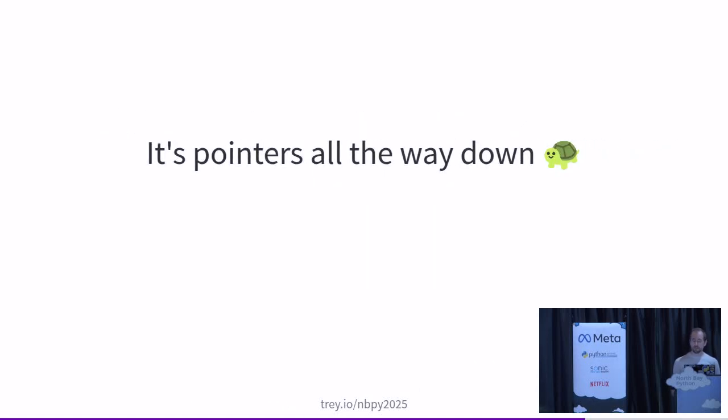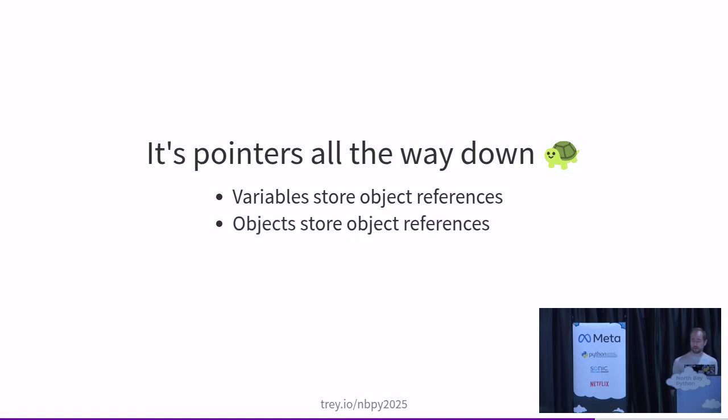In Python, variables don't contain objects. They only point to objects. Put another way, variables store references to objects. And objects can store references to other objects. But objects can't contain objects, and immutable objects that contain references to mutable objects are only kind of immutable.